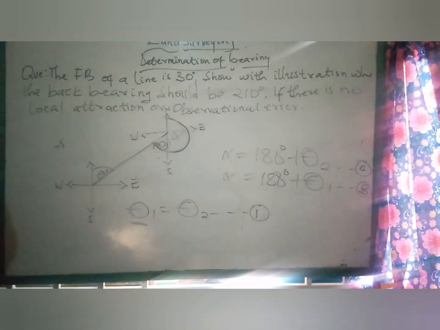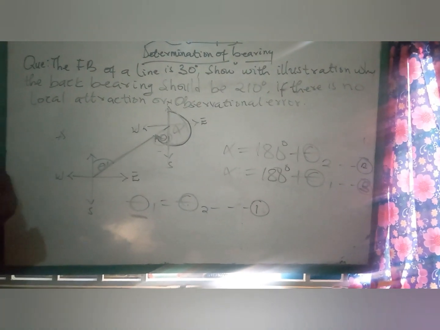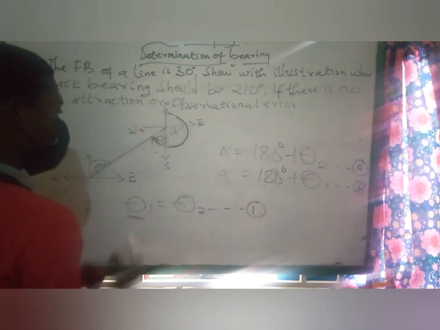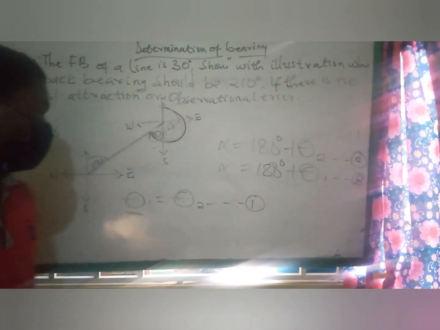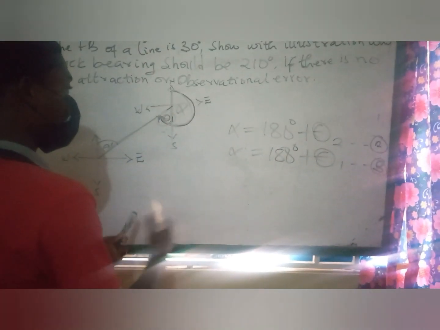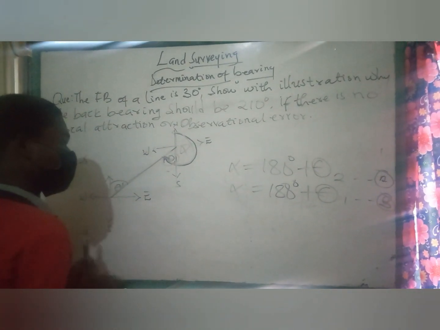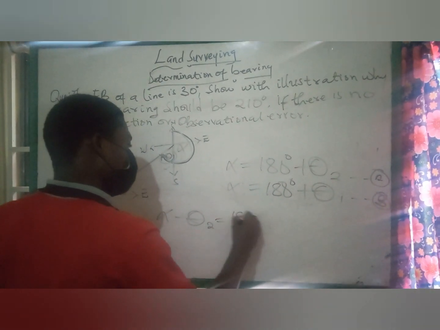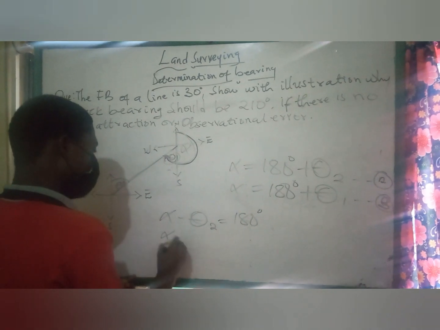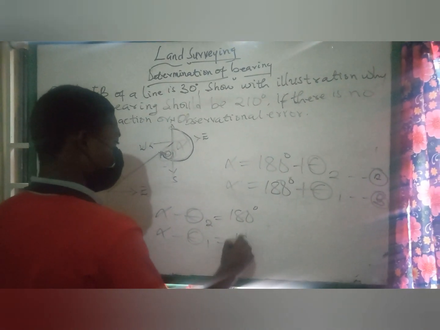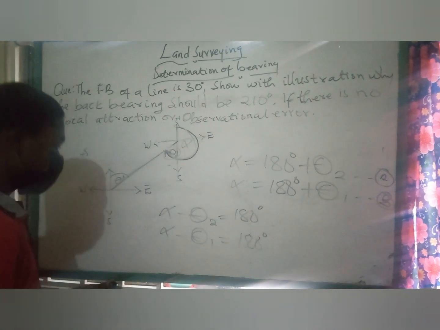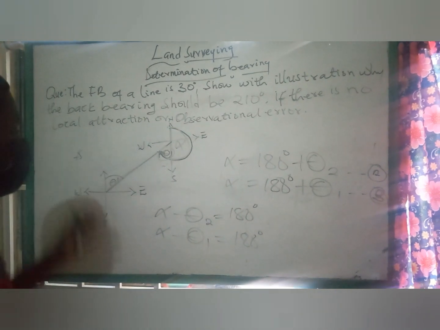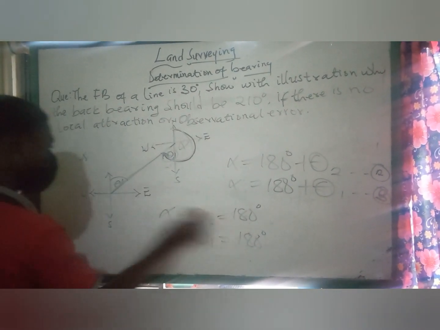Now to prove that the difference between the back bearing and the forward bearing is supposed to be 180, we can do some change of subjects to see the various outcomes here. With this change of subject, we're going to have alpha minus theta 2 equal to 180 degrees. And again, alpha minus theta 1 is equal to 180 degrees. This shows that the difference between the back bearing and the forward bearing should always be equivalent to 180.